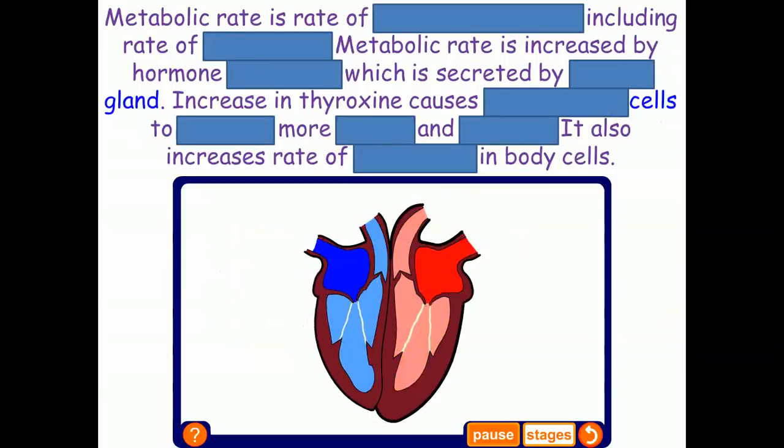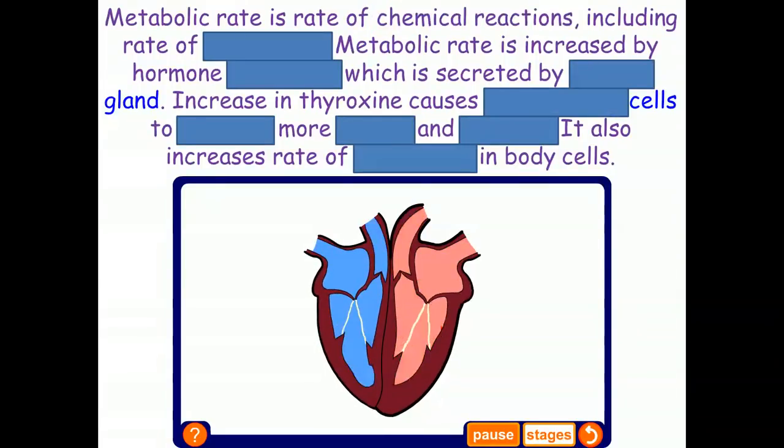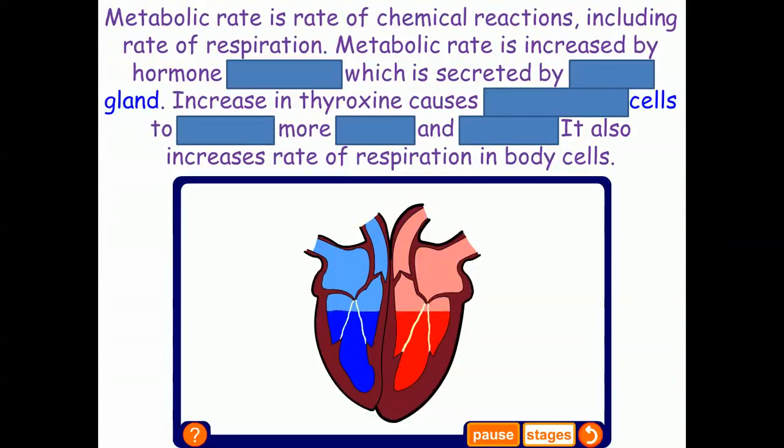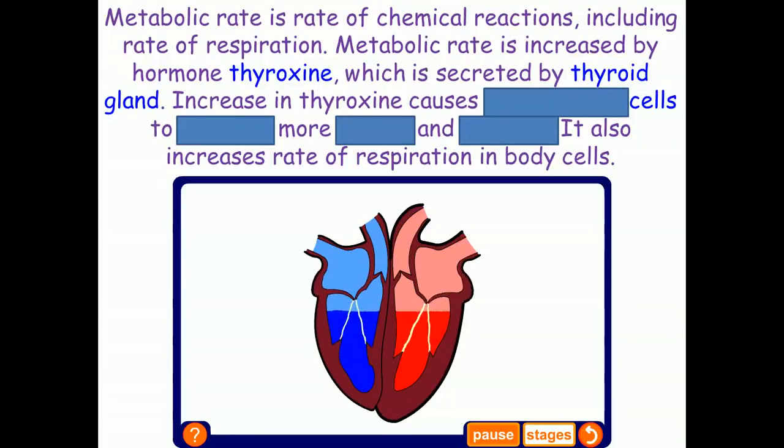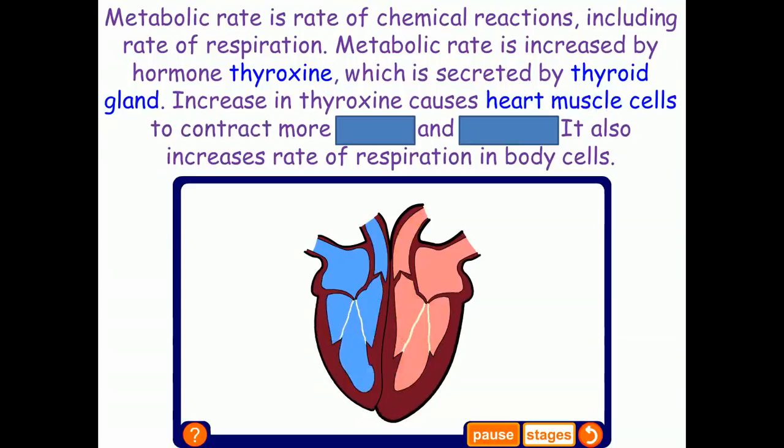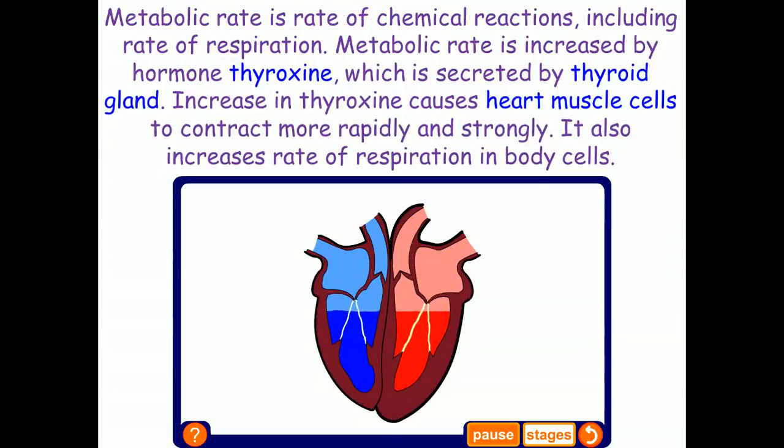So metabolic rate is the rate of chemical reactions, and this includes the rate of respiration. And you can increase the metabolic rate by using the hormone thyroxine, which is secreted by the thyroid gland. An increase in thyroxine causes the heart muscle cells to contract more rapidly and strongly, and it also increases the rate of respiration in body cells.